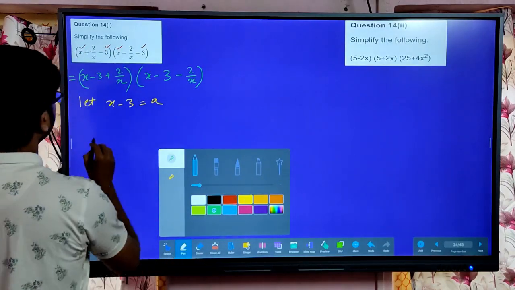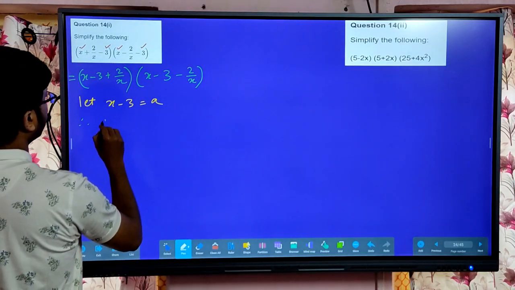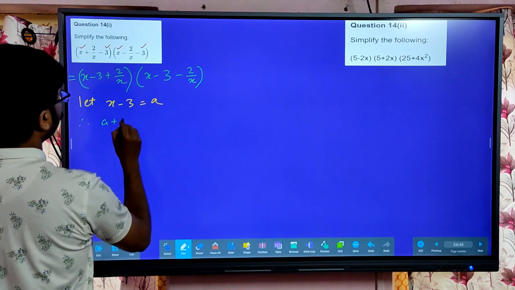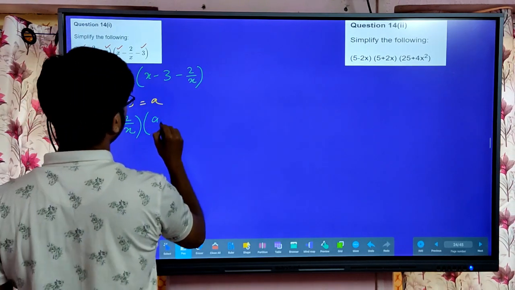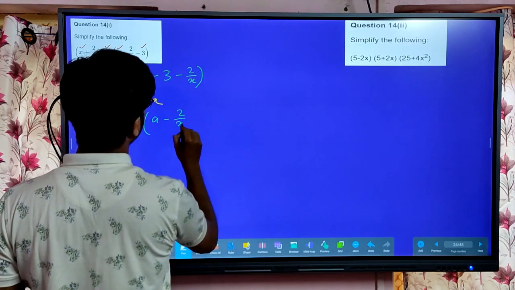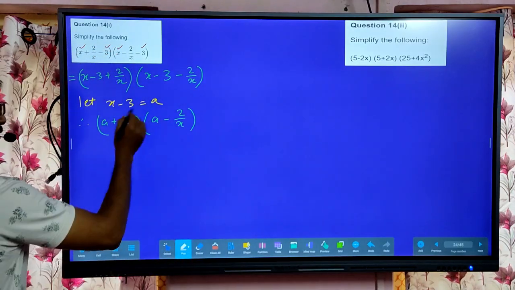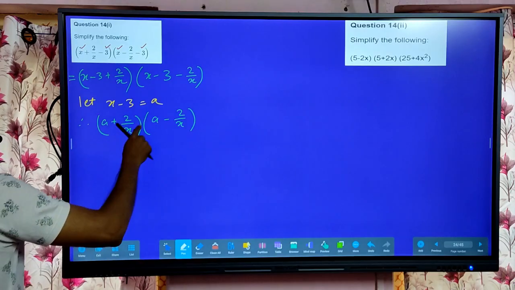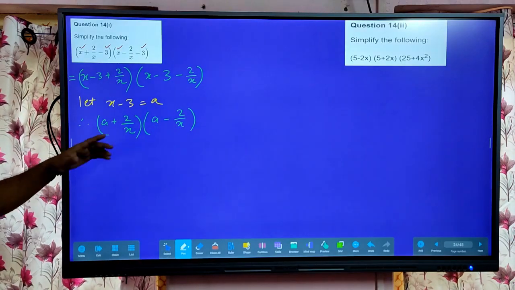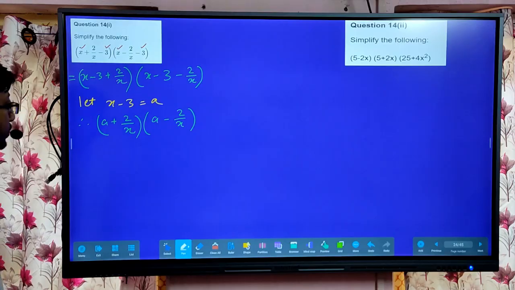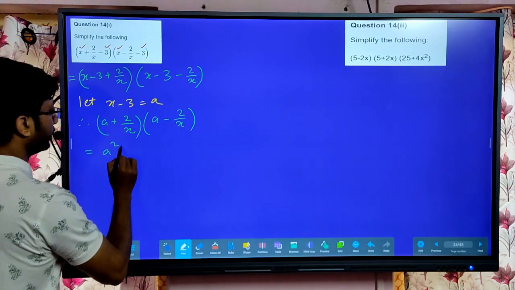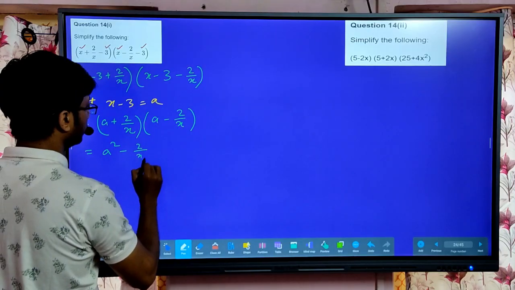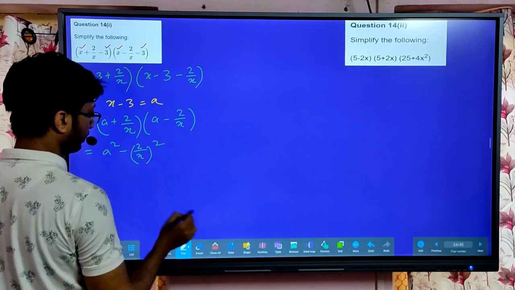So what will happen, therefore you are getting a plus 2 by x multiplied by a minus 2 by x. So it will be a square minus b square, a plus b, a minus b, where 2 by x is behaving as your b. So a plus b, a minus b, so it will be a square minus 2 by x whole square.